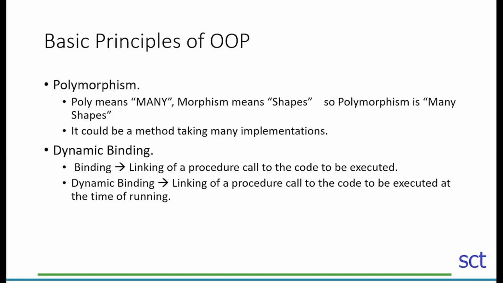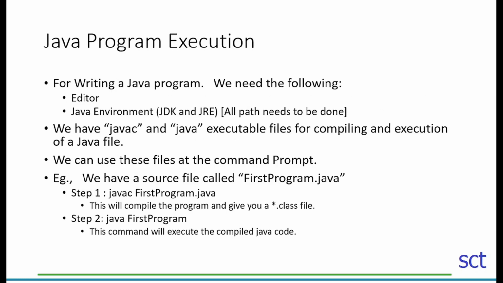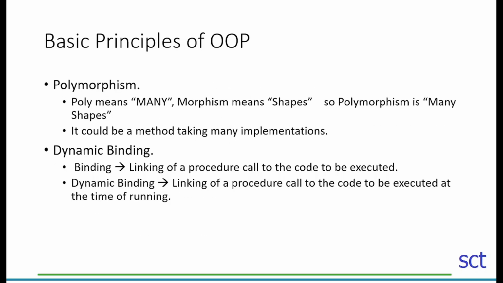When you are calling a procedure, it is basically called binding. Dynamic binding is nothing but linking a procedure at the time of execution. We have the dynamic binding concept in the Java programming language, which we will discuss with the help of a program. So these are all the basic principles of object oriented programming in Java.